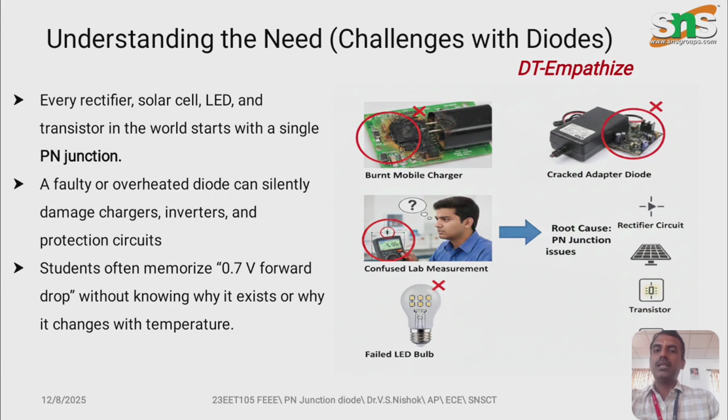In today's world, in each electronic circuit like rectifiers, solar cell, LED and transistors, wherever we are using, we will need the diode, PN junction diode. So if any fault in manufacturing or any overheating occurs, the results may vary and disasters may happen. In theoretical or practical study, we will often come across the word 0.7 volts without knowing why it happens, why it is coming.